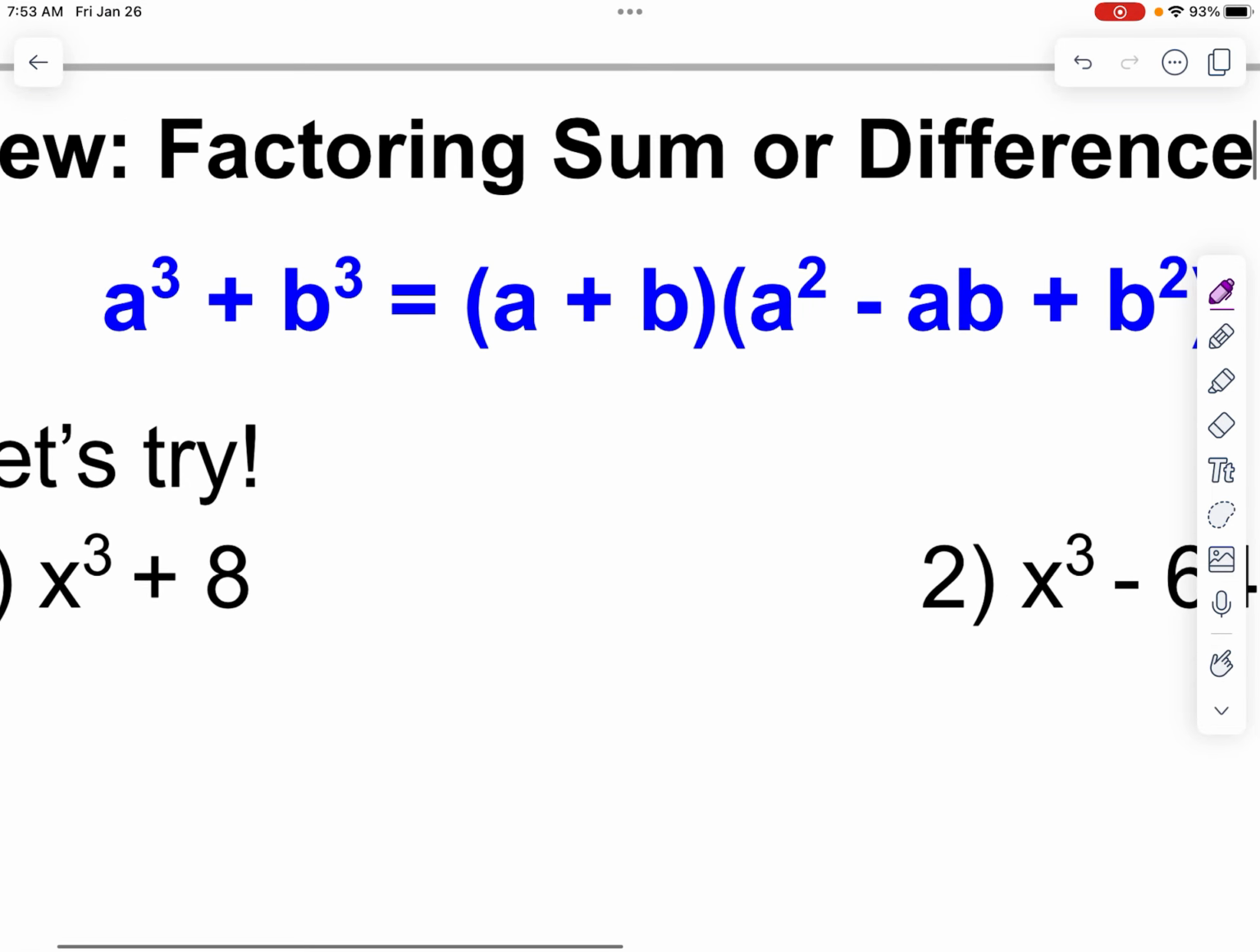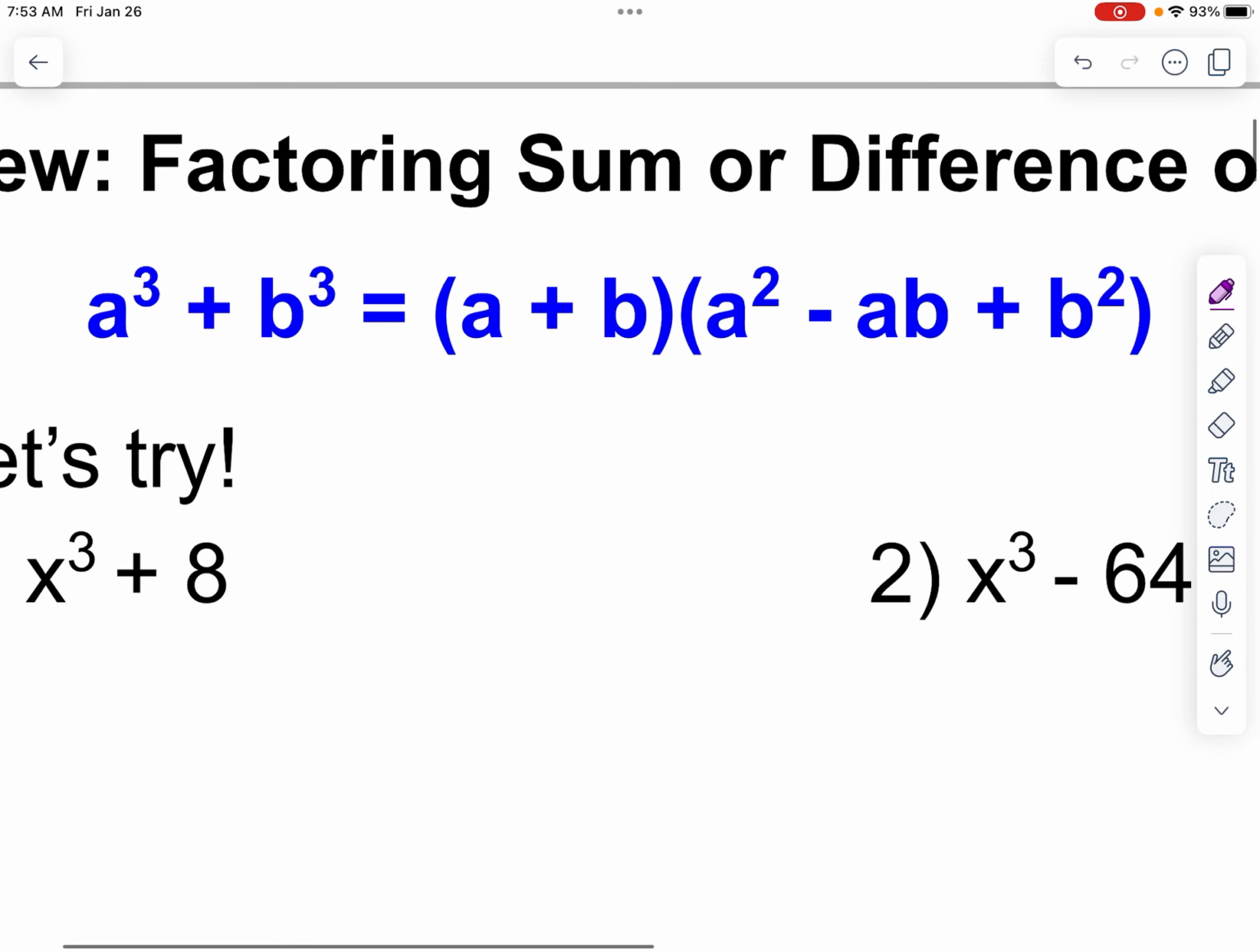So I'm going to look at just the sum first, and then we'll see how that also is the same for the difference. We start with a cubed plus b cubed. So both a cubed and b cubed are perfect cube numbers. And that factors to, first, a plus b. So notice the cube root of a cubed is a, the cube root of b cubed is b, and then always this sign is the same as the one in the original problem.